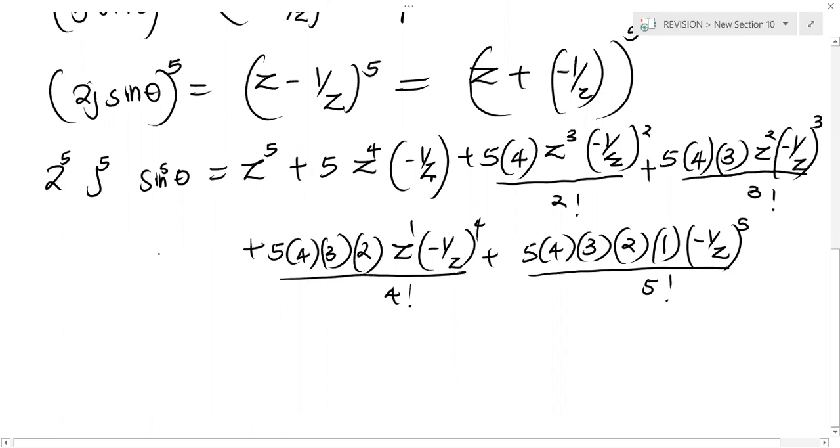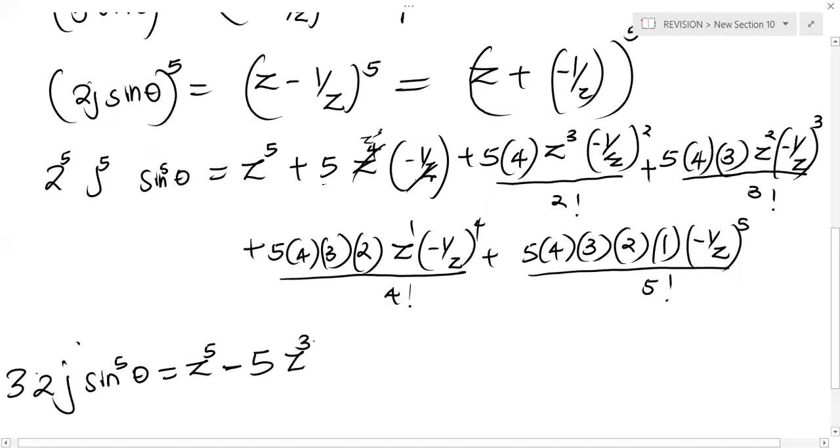So 2 raised to power 5, we have that as 32. So 32, then j raised to power 5, that will be j, sine to power 5 theta. This is equal to z raised to power 5. This will give me a minus, this term here because of this minus. I have a z here, which will cancel with 1 z. So I have z raised to power 3. So here I will have minus 5z raised to power 3.